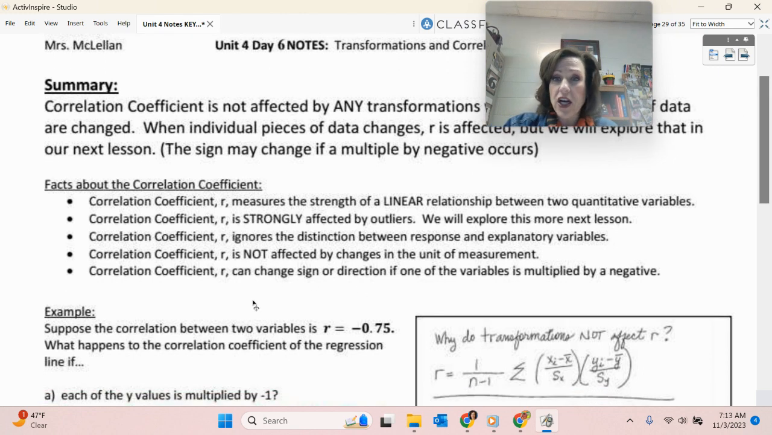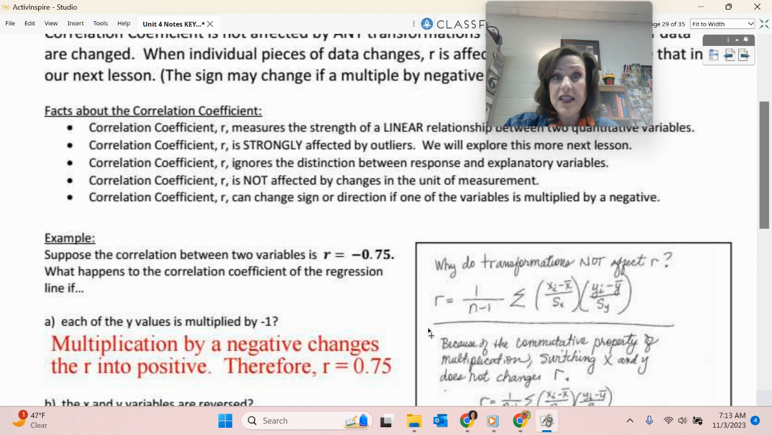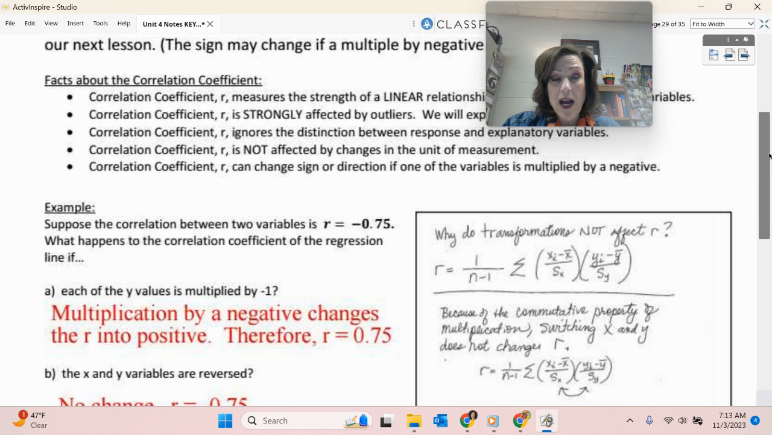So if I start here with a correlation coefficient of negative 0.75 between some data values, what if I multiply all the y values by -1? What's going to happen? Well, it will keep the same 0.75 value, but it'll change all those negatives, and so therefore it now goes in the positive. Negative times negative is positive. All right, next, reverse those x's and y's.